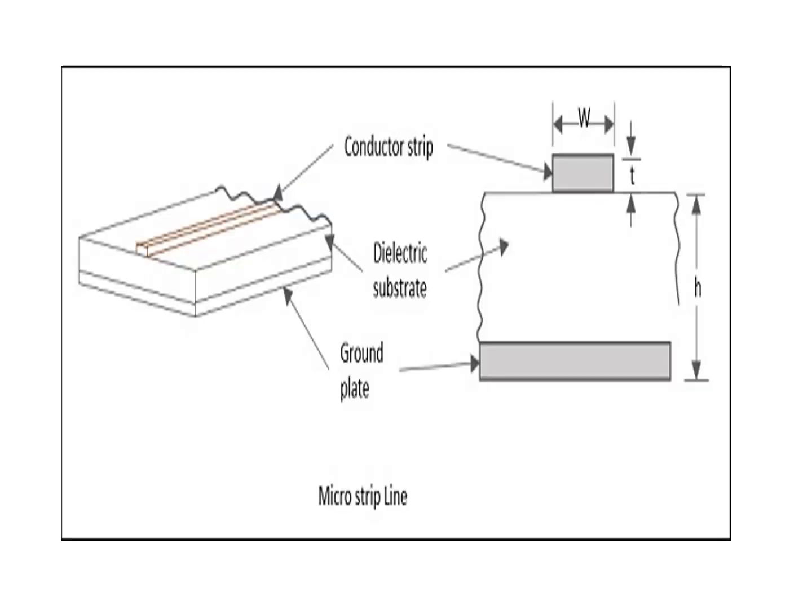So this is the diagram of the microstrip line. These are the conductor strip, the dielectric substrate, the ground plate, and this is the width of the conductor strip, this is the height, and this is the thickness of the conductor strip.